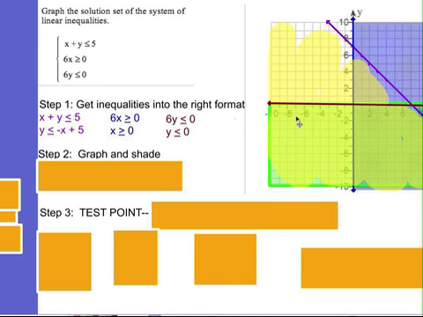Now, I have to look for the region where all three colors overlap. And that is this region right here. It's not quite a square. It's a trapezoid. This is the only region where the blue, the yellow, and the green meet.